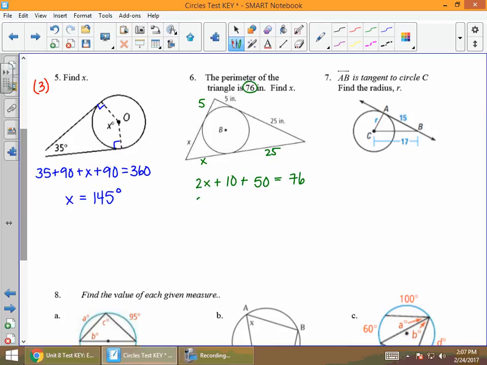All right, well, combine like terms, that's 2x plus 60 is 76. Subtract 60 on both sides. 2x is 16, and then divide by 2. So x is 8. So that would be 8 inches. If you want to put inches on there, you can.